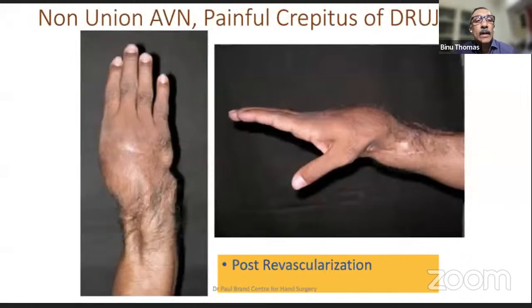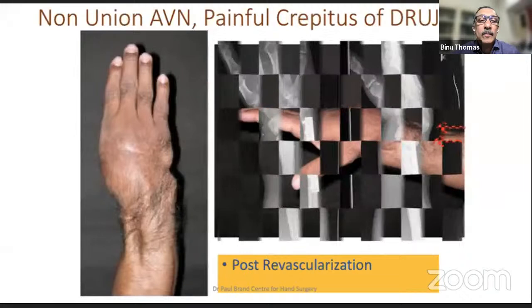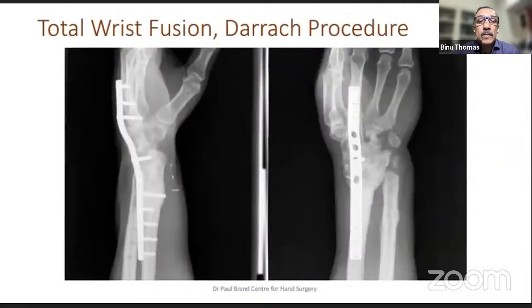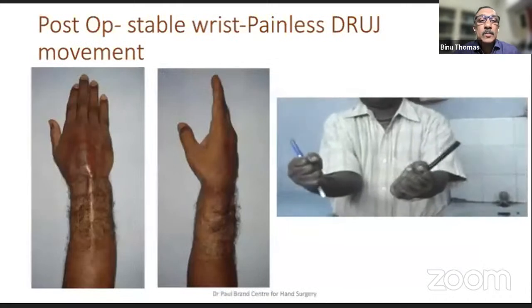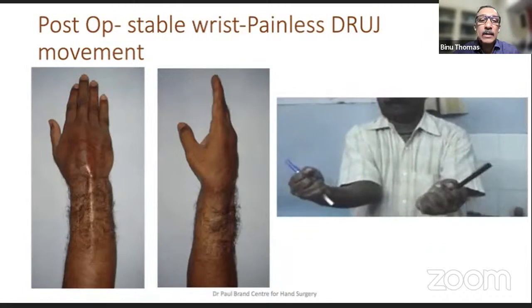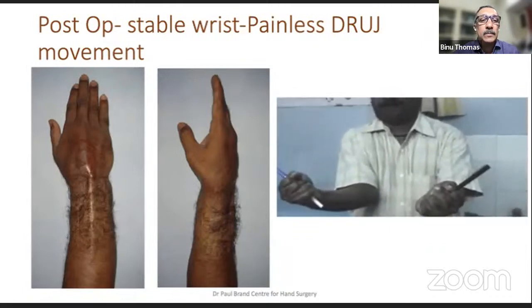Here's a patient who had a non-union with painful crepitus of the DRUJ. This was following a post-revascularization. And here what we did was, the distal radius was ununited, a very unusual case. Here we did a wrist fusion and excised the distal ulna so that he could get supination and pronation. So that is his post-op. He was very happy with his stable, painless wrist with a reasonable supination and pronation.